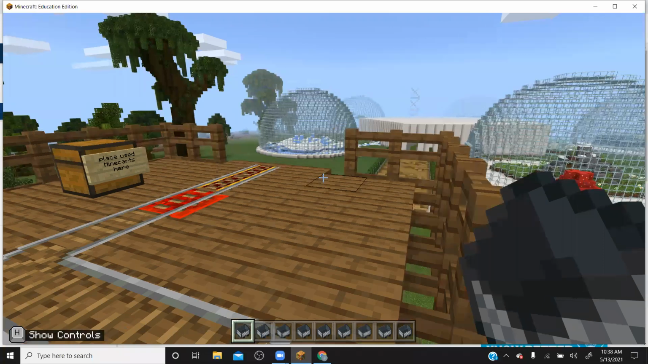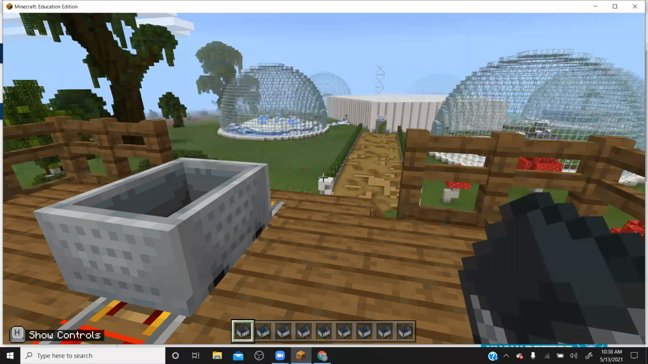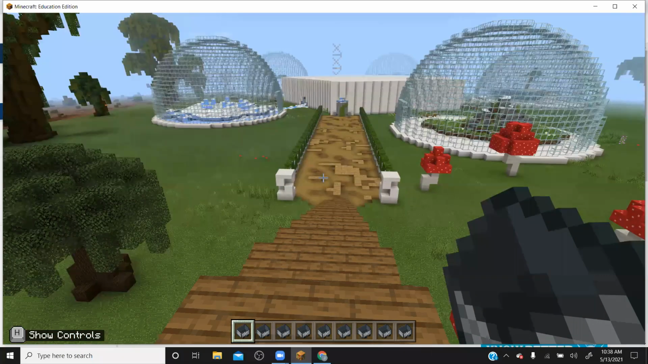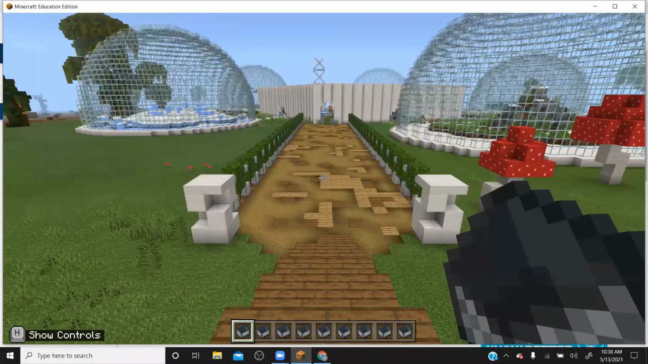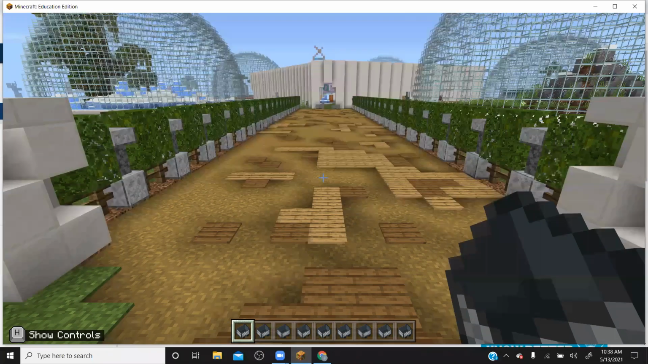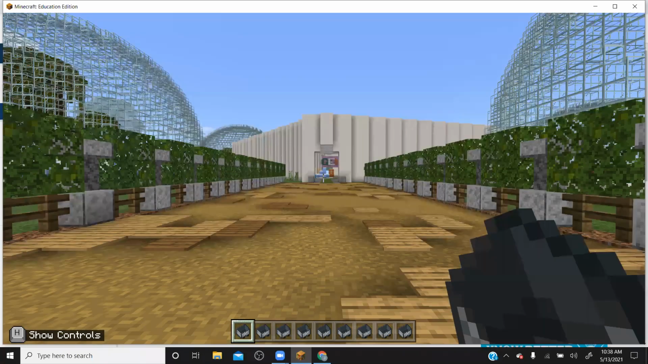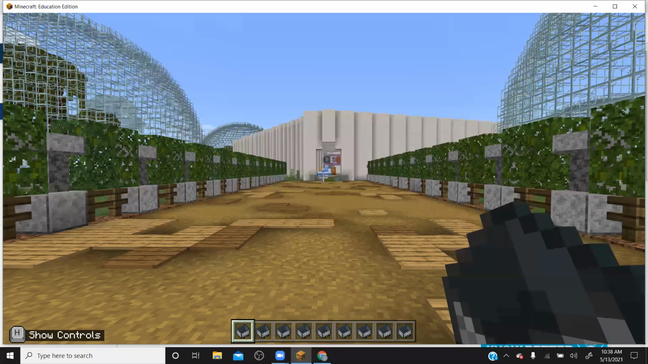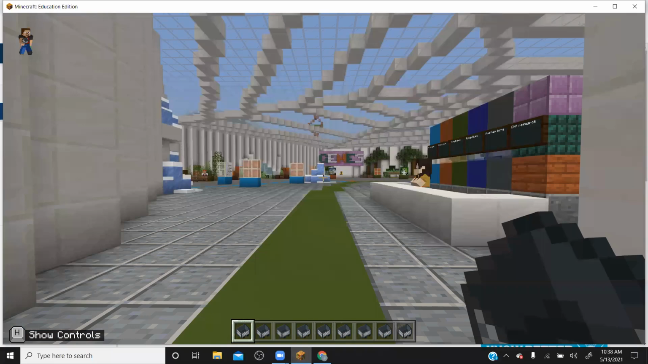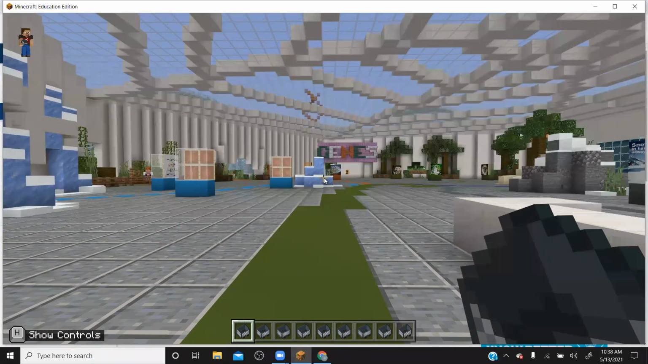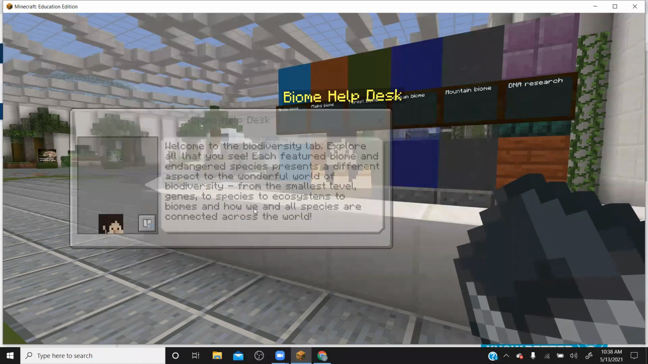All right. It says place your used minecart there. And again, whether you are taking a tram or on foot, make sure you're always going in the right direction. If you hit the W twice, you sort of jog, if you will. All right. So let's talk to the biome expert, help desk expert here and see what they have to say.